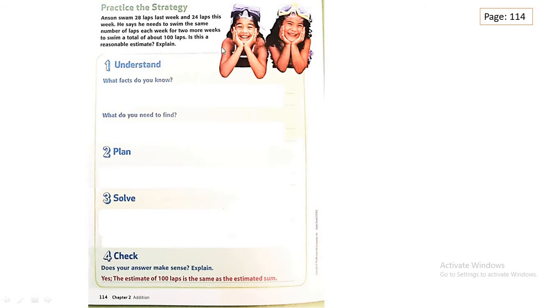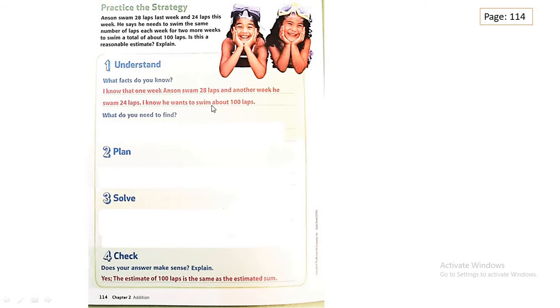So the question now is, is this a reasonable estimate? Explain. We would like to know if this estimation, which is 100 laps, is reasonable or not. As before, we should understand the question. Again, what facts do you know? I know that 1 week Anson swam 28 laps, right? This is for the last week, and 24 laps for another week, okay?